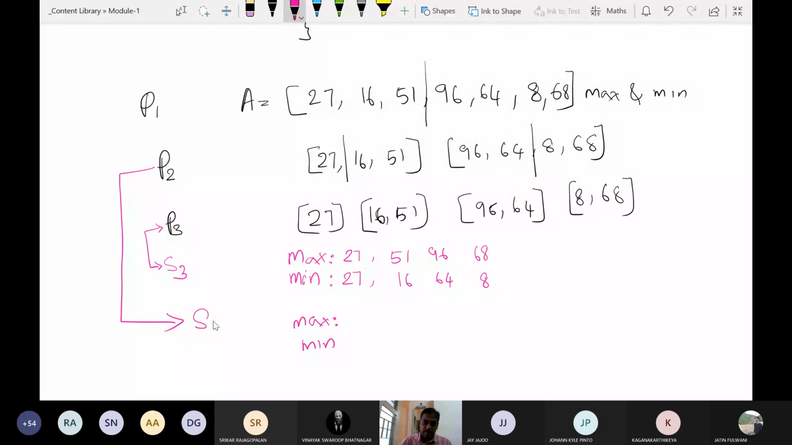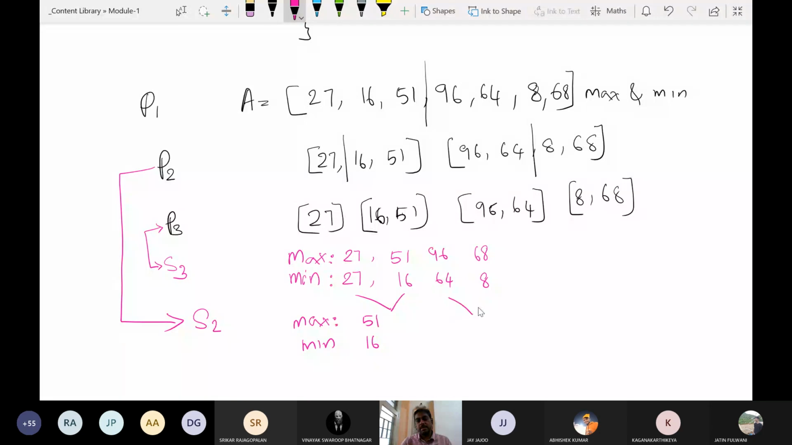Let me call this S3. This is S2, because the solution to the P2 subproblem is S2. And for the maximum and minimum, what you need to do is compare these two maximums and these two minimums. Okay, you can combine these two solutions. So you have two maximums now and two minimums now. Out of these, which is the maximum, which is the minimum? 51 is the maximum and 16 is the minimum. Yes, 51 is the maximum, and comparing these two minimum values, you will get 16 is the minimum.